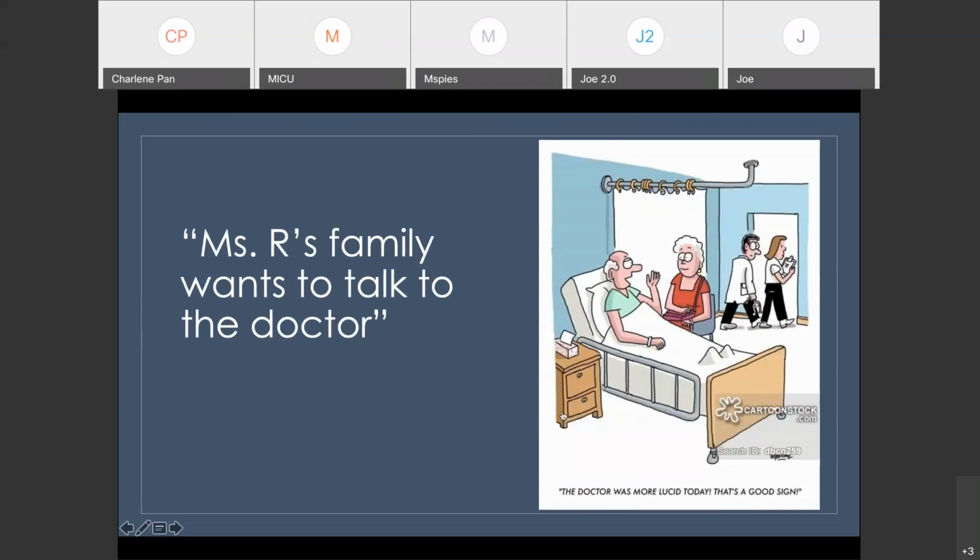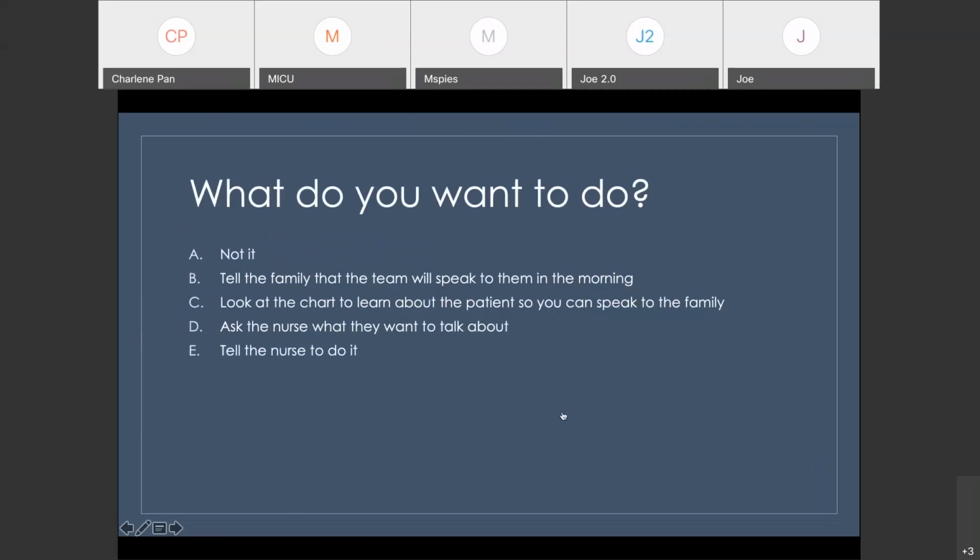So the last one: as you are leaving the hospital, right before you leave, the family wants to talk to the doctor. What do you do? Or at night time, a nurse calls you and says Mr. R's family wants to talk.